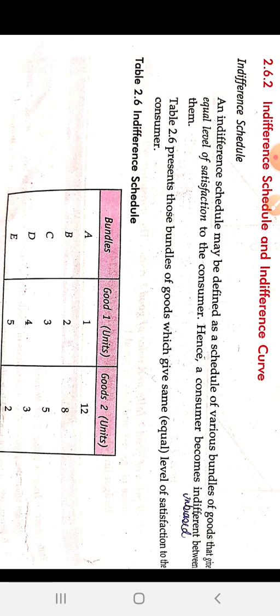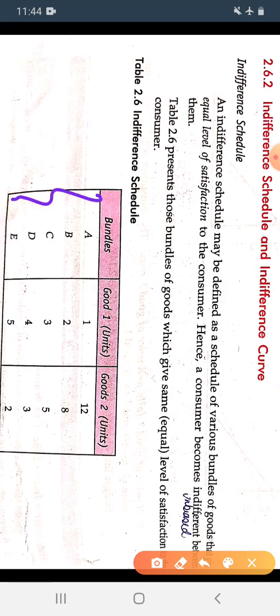Now we go to the indifference schedule, which shows the same level of satisfaction to the consumer. These are the bundles: bundle A, B, C, D, E. In bundle A, good 1 is 1 and good 2 is 12. In bundle B, the units of good 1 is 2 and the units of good 2 is 8. In bundle C, good 1 is 3 and good 2 is 5.